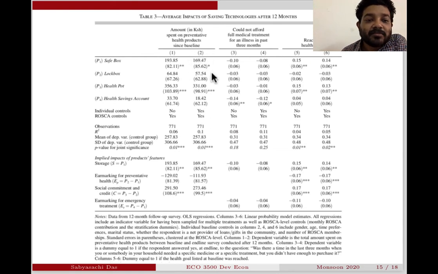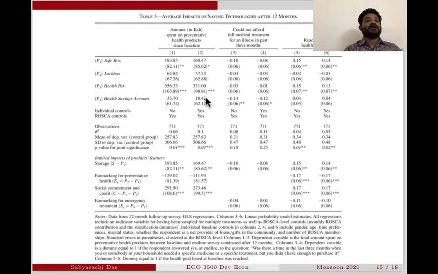In the lockbox treatment, you see some positive result, but it's highly noisy. So you don't see systematic evidence that the people with the lockbox treatment spend on preventative health. In the health pot treatment, it's even larger than the safe box. It's double the size of the safe box treatment. In the health savings account experiment, you don't see any effect.